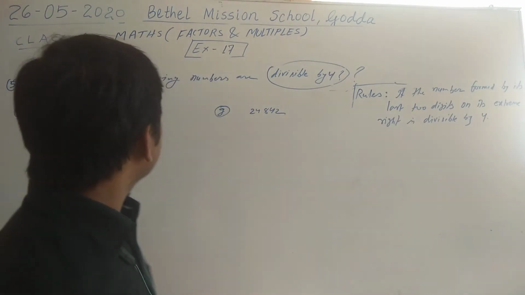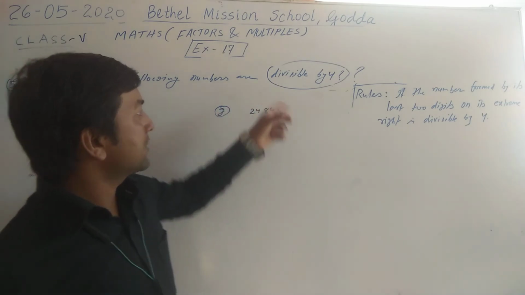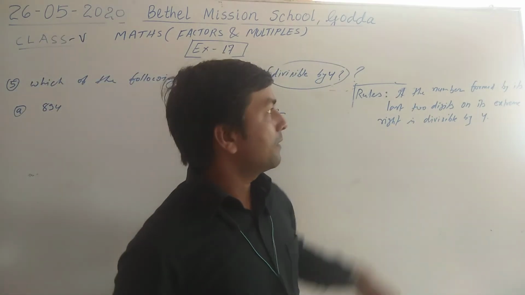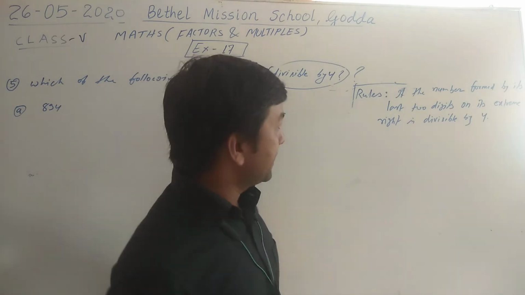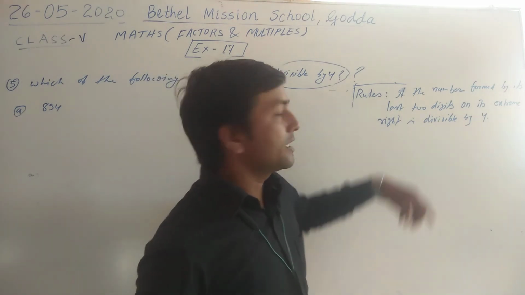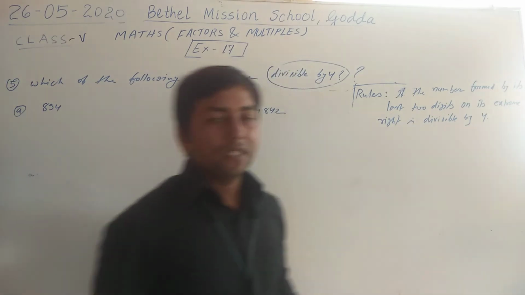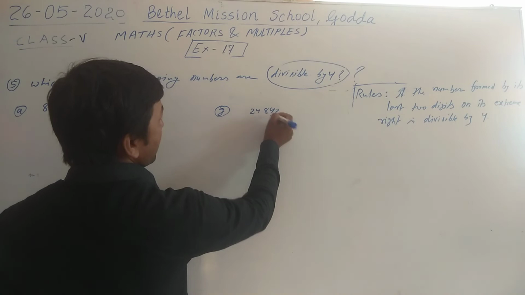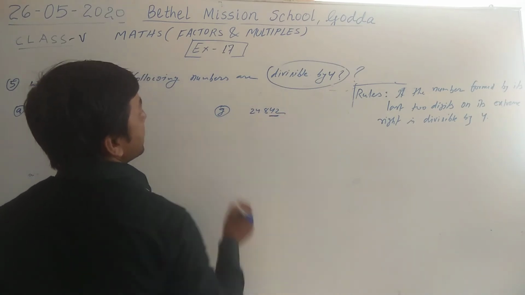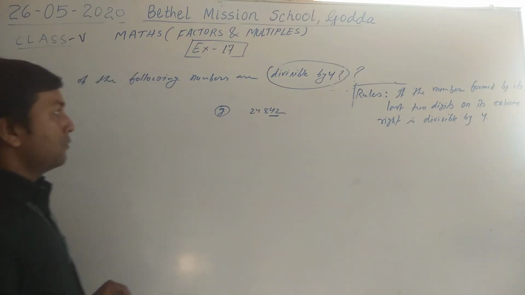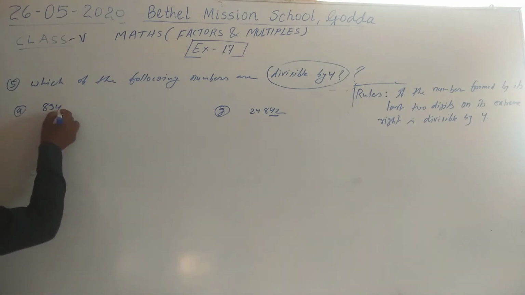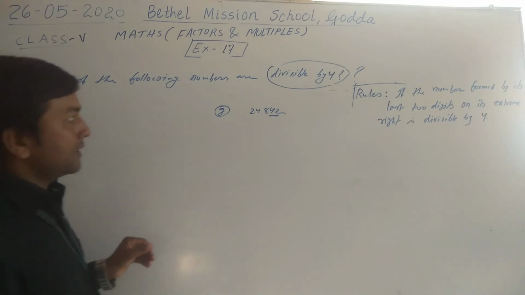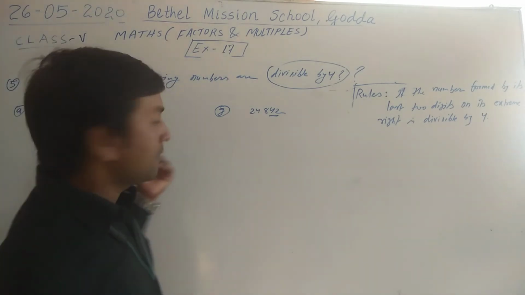Now we solve the fifth question. Which of the following numbers are divisible by 4? The rule says that if the number formed by its last 2 digits on the extreme right is divisible by 4, the number is divisible by 4. It means we have to check the last 2 digits, the ones and tens. Here 94 we have to check. If 94 is divisible by 4, then this number will be divisible by 4.